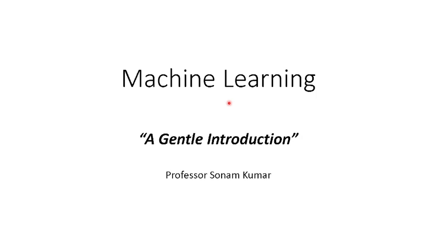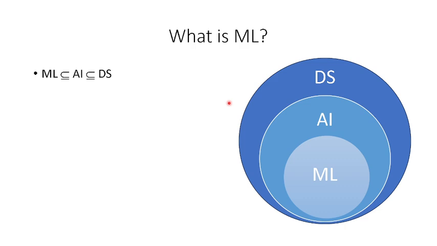This video we are going to have a gentle introduction to the topic. Well, machine learning is a subset of artificial intelligence, which in turn is a subset of data science. Data science is an amalgamation of computer science, theoretical computer science, computer applications, and mathematics, statistics, mathematical sciences, etc.